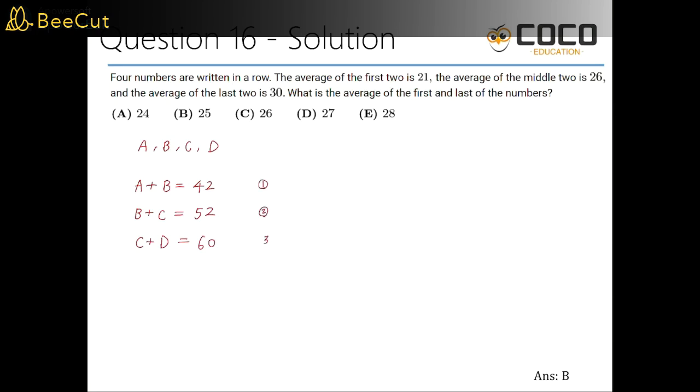Let's say there's equation 1, 2, and 3. First, we can find that equation 1 plus equation 3 gives us A plus B plus C plus D. So 42 plus 60, the sum of all four numbers is 102. Then we use the sum minus B plus C to give us the first number and the last number. 102 minus 52, A plus D is 50. Average of these two numbers is 50 divided by 2, 25. So answer is B.